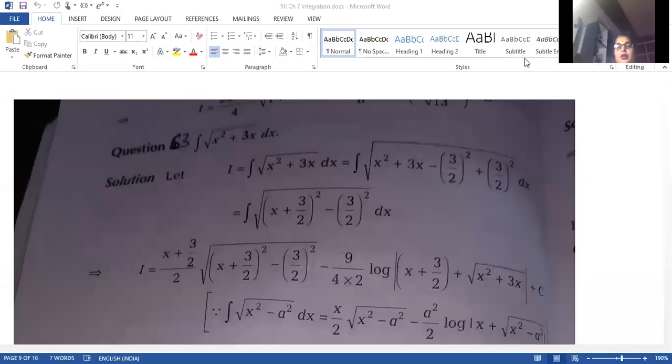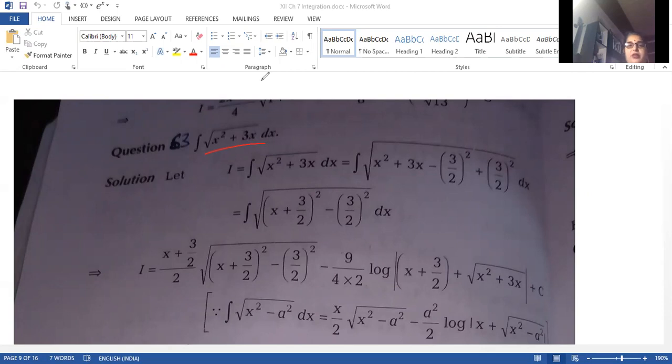Good morning, class. So today we'll do some more questions of exercise 7.7. Clear? Now the next question is, just see, x square plus 3x only is there. We are having x square plus 3x. So again, what we have to do? It is 3x, it is not 3. So we have to make it a perfect square.